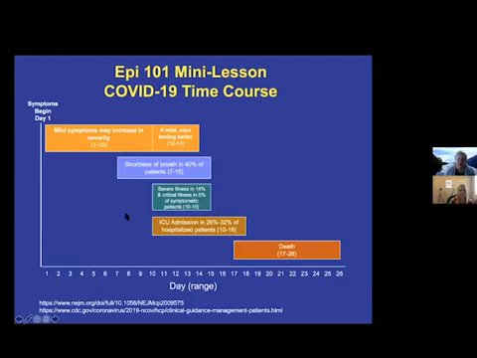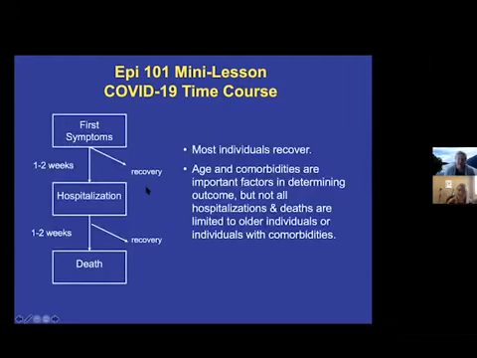The ICU admissions occur in 26 to 32% of the people who are hospitalized. And it typically happens 10 to 18 days after the first symptoms appear. Death is even further out, happening, on average, between 17 and 26 days from when symptoms first started appearing. So you can see it's a fairly long course of illness here. So if you think about it, the first symptoms are appearing here. The majority of the people do recover.